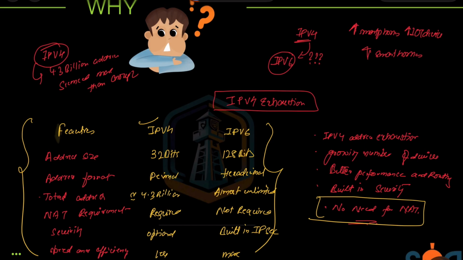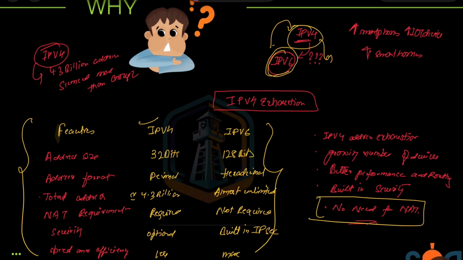Okay, so this was the basic reason why IPv6 was actually introduced and IPv4 was already there.